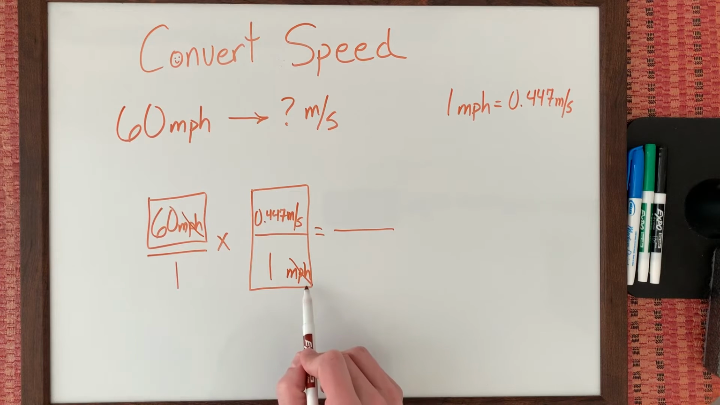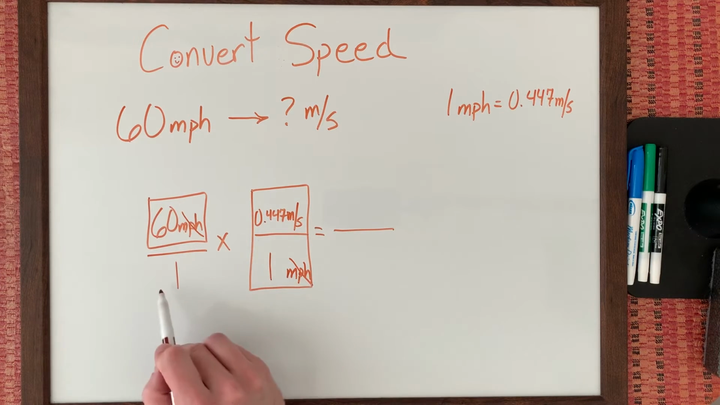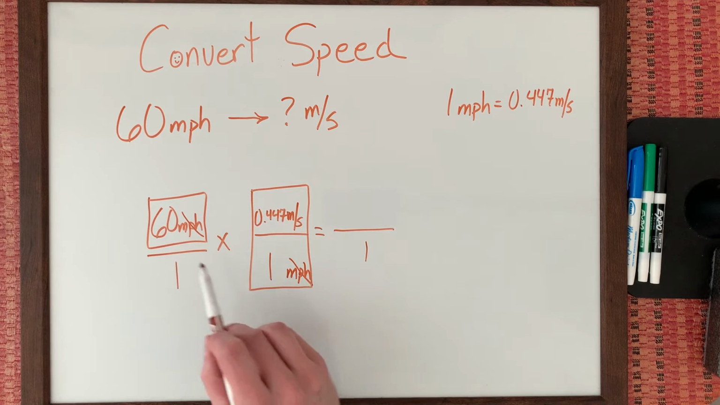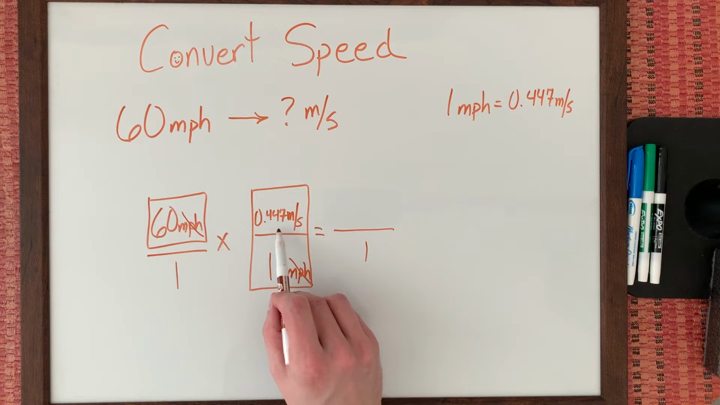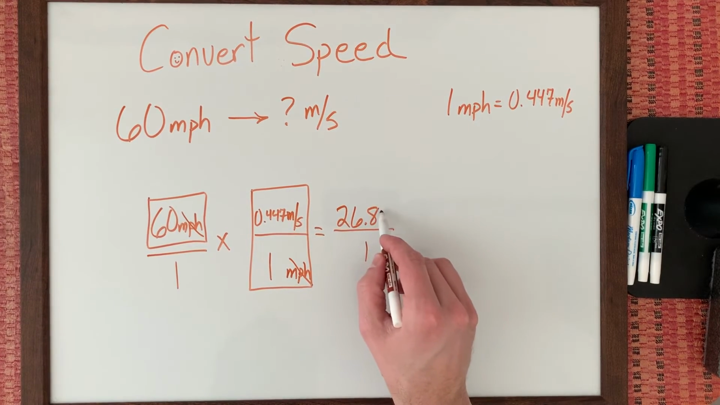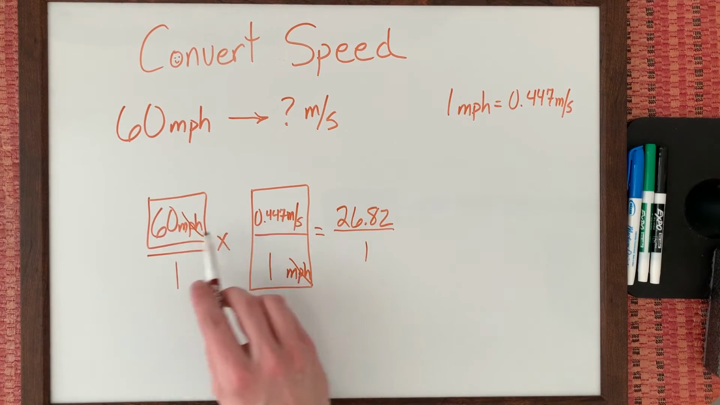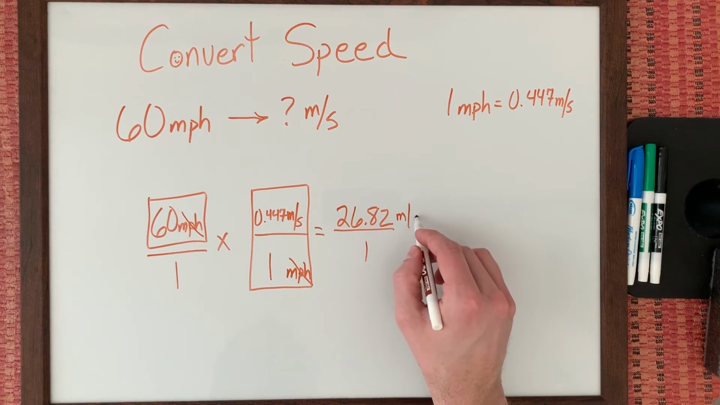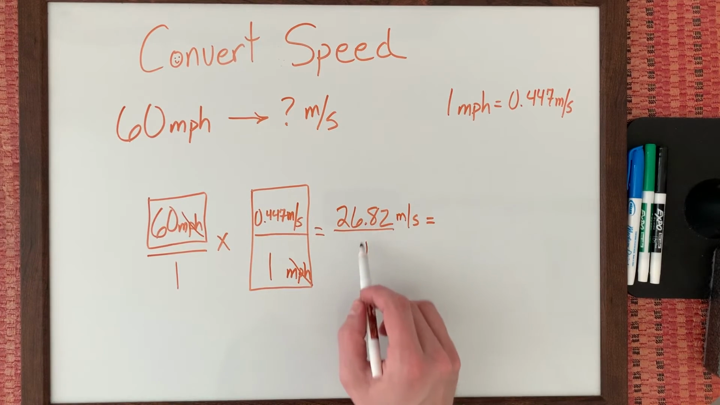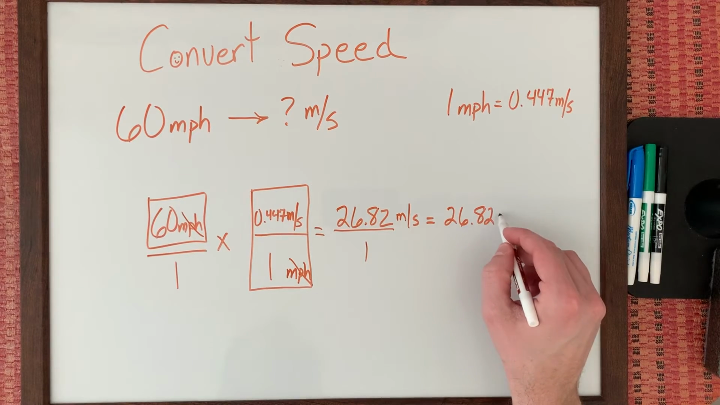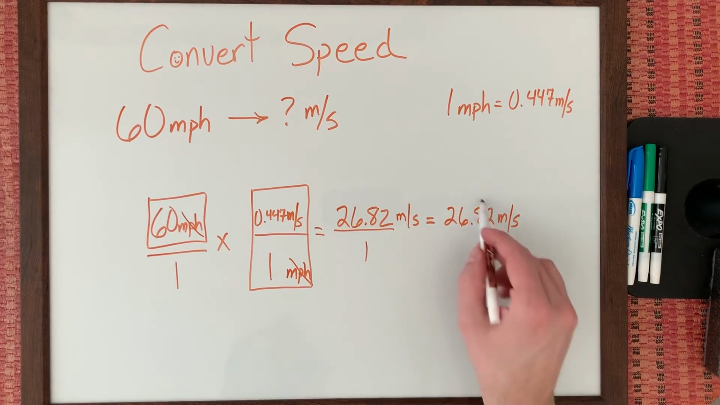And so now that they've canceled, we're going to look at the bottom and say, I've just got 1 times 1 is 1. That's simple enough. The numerator is going to be 60 times this decimal of 0.447, and that's going to give us 26.82, multiplying those two numbers together. And the units that go on there are meters per second. Okay? And because we're dividing by 1, that doesn't change the number. So our final answer, 26.82 meters per second.